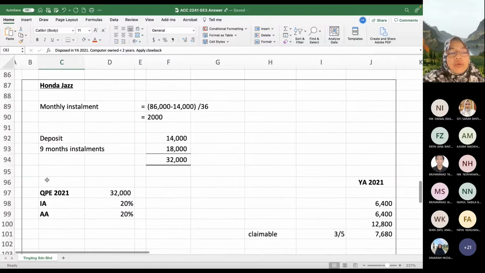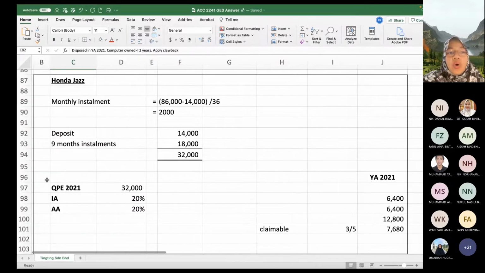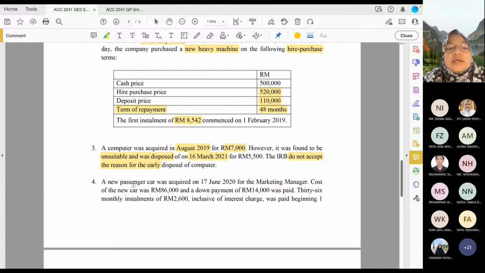And the next one is that we have a Honda Jazz. The Honda Jazz is a passenger car. Remember that for the purpose of capital allowance, you have to be aware that there are 2 types of passenger car: those that cost 150,000 and below, or anything above 150,000. If the cost is 150,000 and below, you can claim up to 100,000. But if the cost is more than 150,000, you can only claim qualifying expenditure restricted to 50,000.